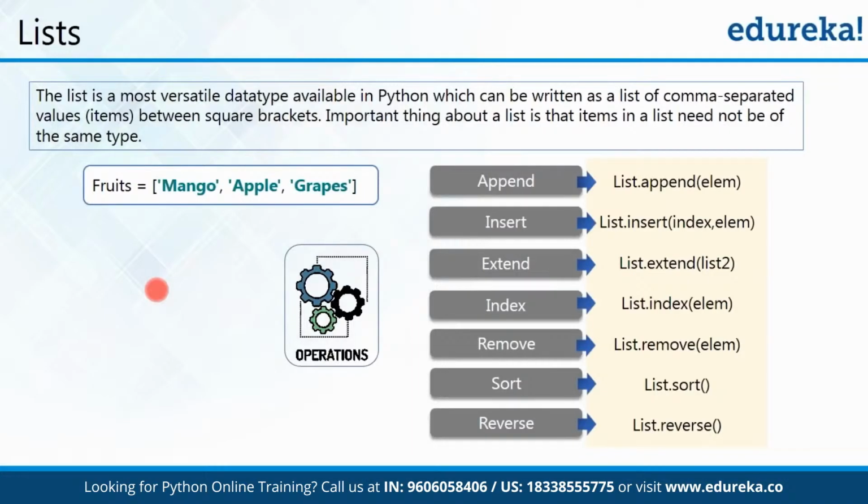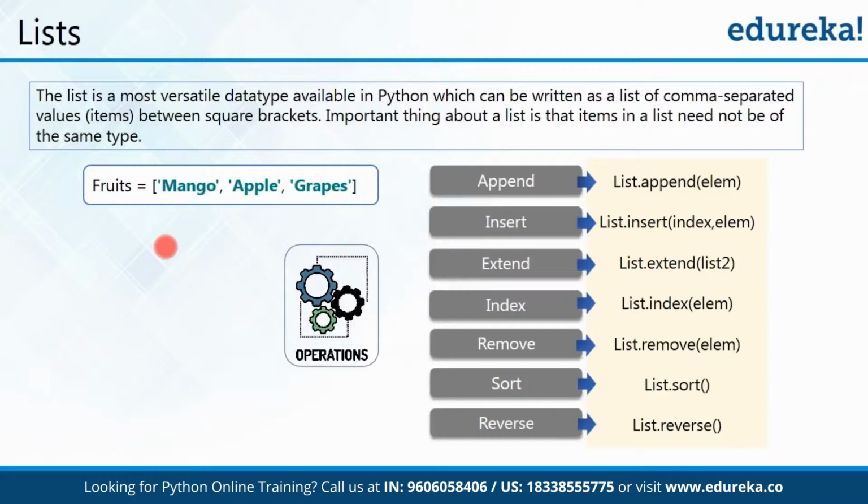So what exactly are lists? Lists are sequences in which items are separated by commas and they are enclosed within square brackets. As you can see from the example itself, we have a list of fruits in which we have elements mango, apple, grapes, which are separated by commas and they are enclosed within square brackets.